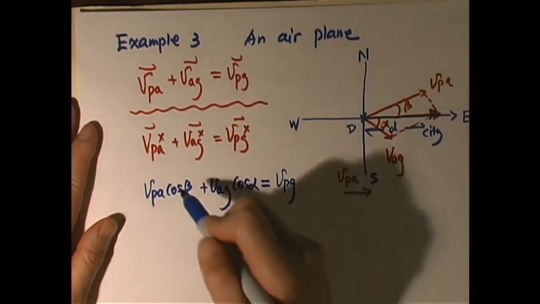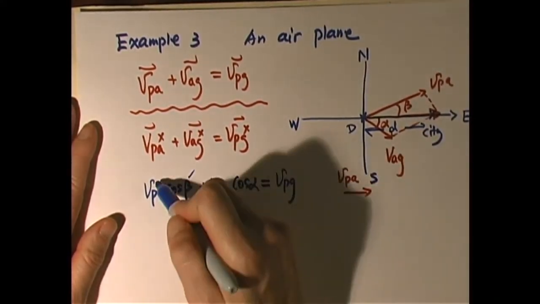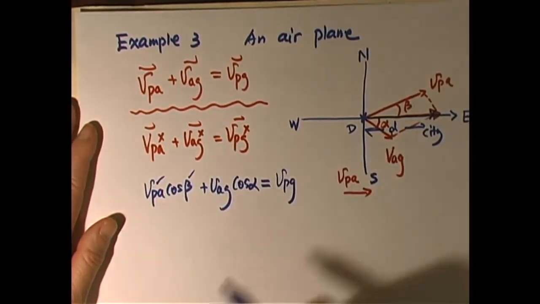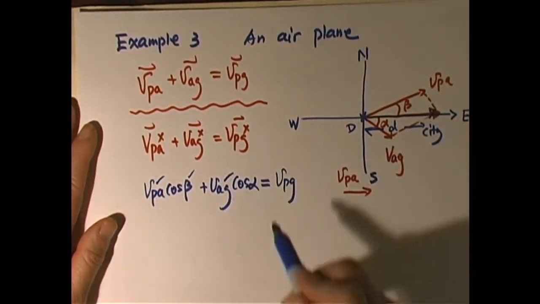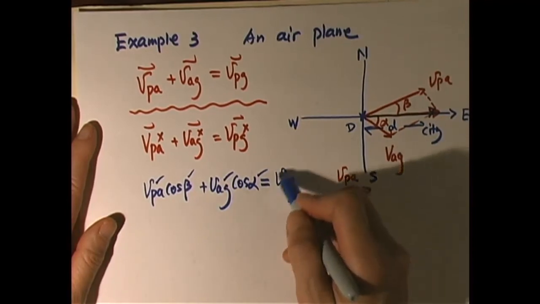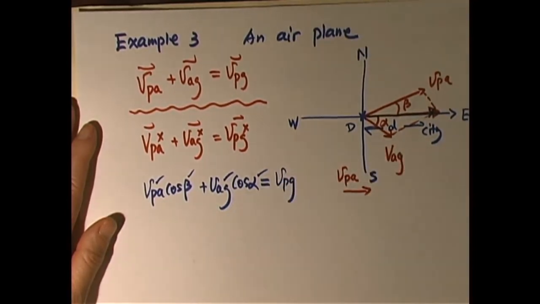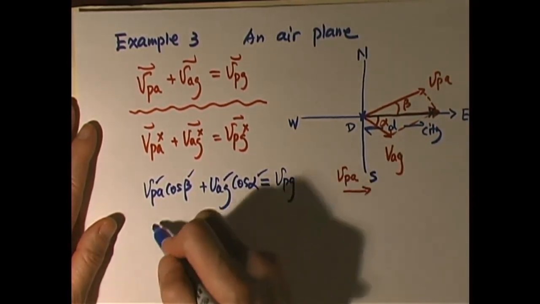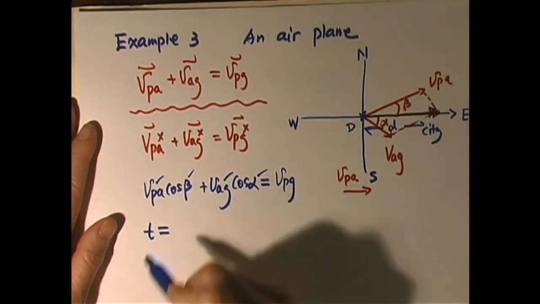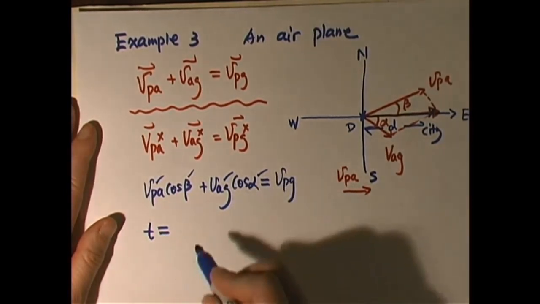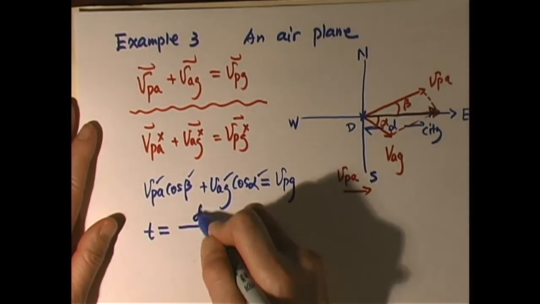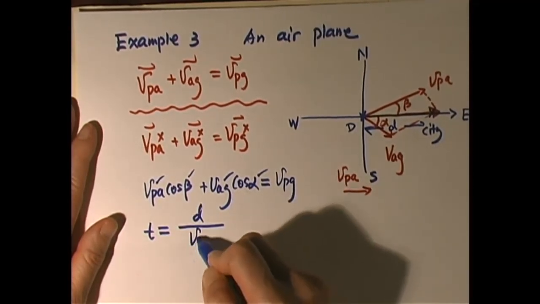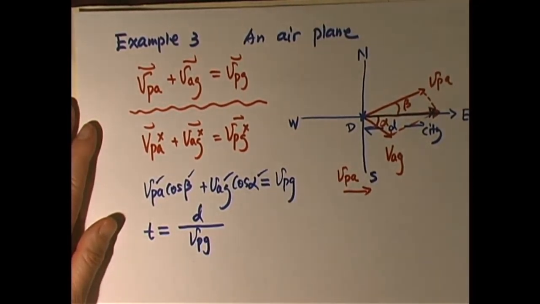Now, if we can figure out this beta, because we know the speed of plane to the air, air to the ground, and angle alpha, then we can figure out the speed of plane to the ground towards east, and then we know how long it takes to reach our destination city. That is the distance d divided by v plane to the ground, which is east.